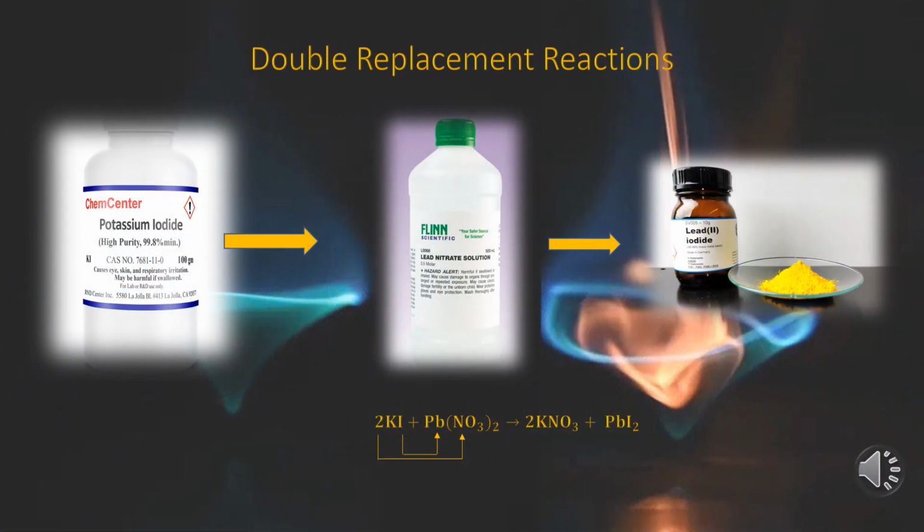Similar to the single displacement reactions, the double replacement reactions involve molecular compounds instead of a single element and a molecular compound. Shown here, adding potassium iodide to a solution of lead nitrate, the resulting product is lead 2 diiodide, simply written as lead 2 iodide.